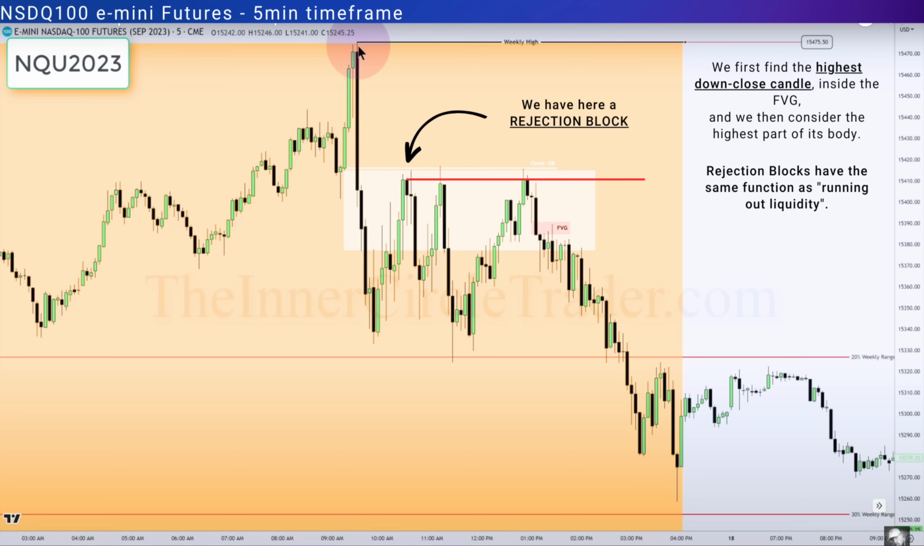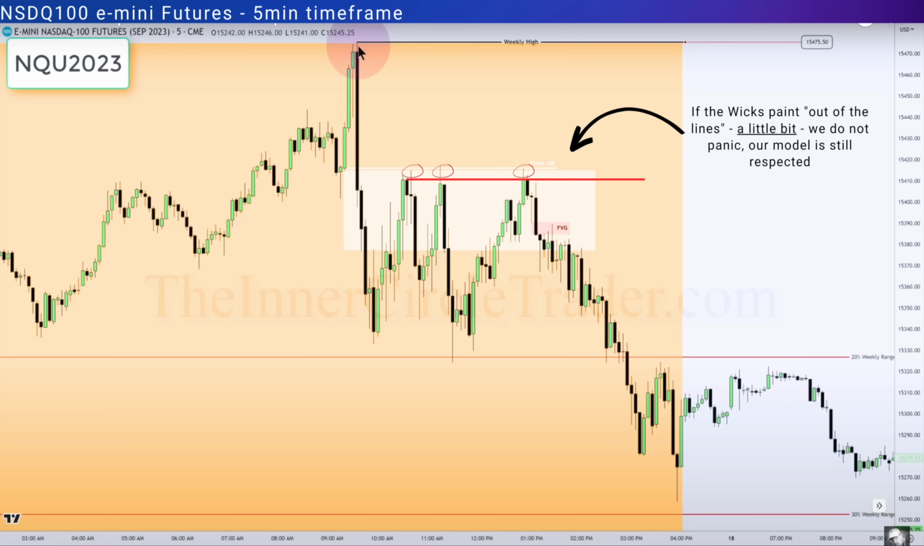If the wicks paint out of the lines a little bit, we do not panic. Our model is still respected. If it's only the wicks and if it's only a little bit, then it's fine. If it would be the body of a candle and if it would be a big movement, then we should get worried and start thinking, wait, are we doing the right thing? Is it the right trade?